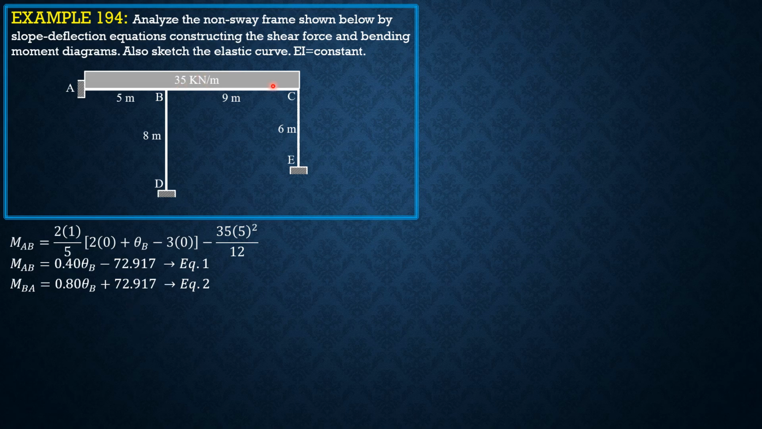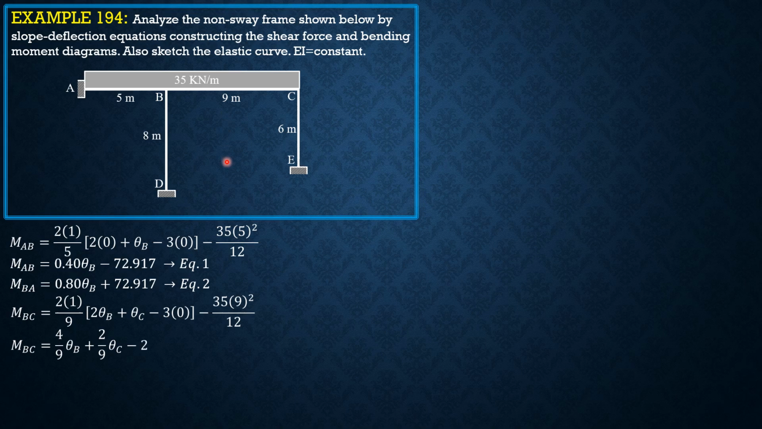Next is moment BC, which is also symmetric. So moment BC is 2 times 1 over 9, quantity 2 theta B plus theta C minus 3 times 0, then minus 35, 9 square over 12. So MBC is equal to 4 over 9 theta B plus 2 over 9 theta C minus 236.25. Call that equation 3. Then the shortcut to MCB is you interchange coefficients, then you make this plus because of symmetry. And the moment CB is positive at the right side.